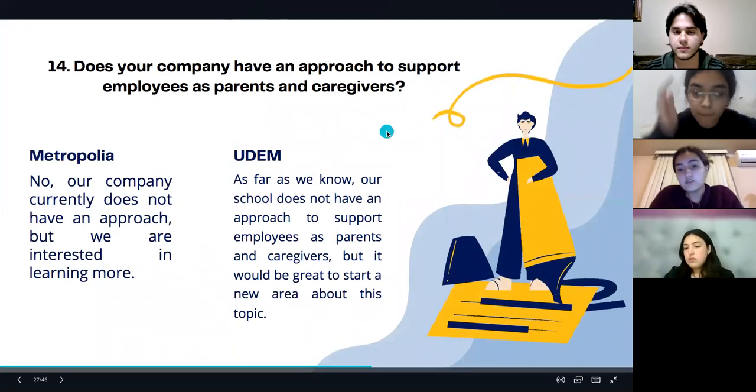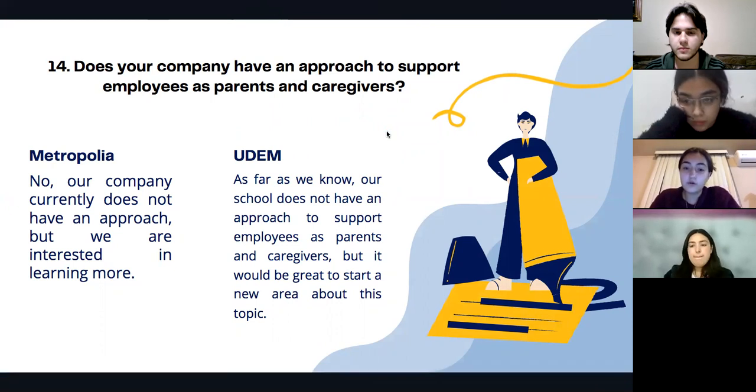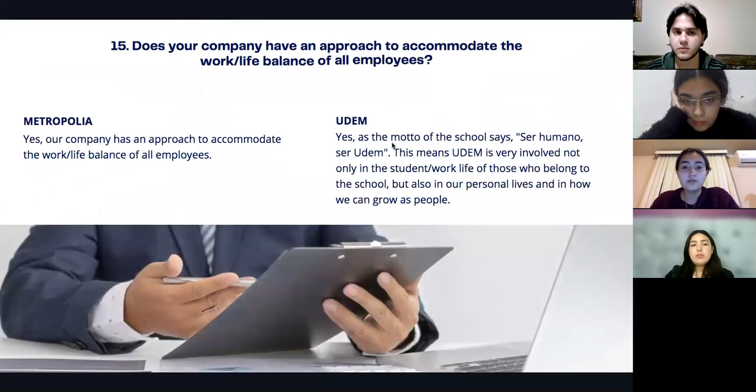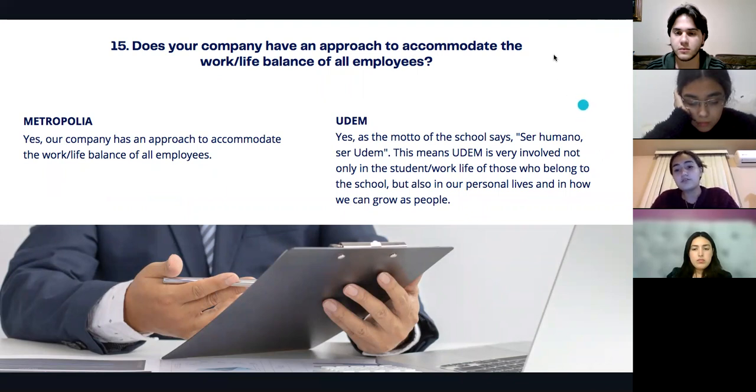Here, as far as we know, our school does not have an approach to support employees as parents and caregivers, but it would be great to start a new area on this topic. Then we have the work-life balance of all employees. And yes, as the motto of the school says, Ser humano, ser UDEM, this means UDEM is very involved, not only in the student and work life of those who belong to the school, but also in their personal lives.